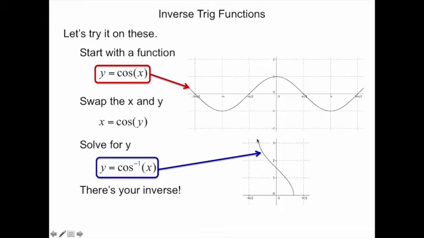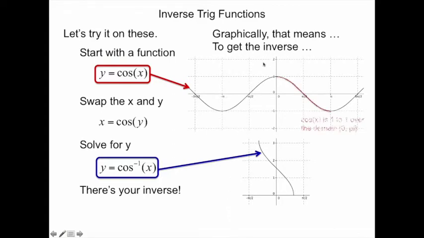graph, which if you notice, the domain goes from -1 to +1 here. So graphically, what we're looking at is, here's where that cosine is 1 to 1.